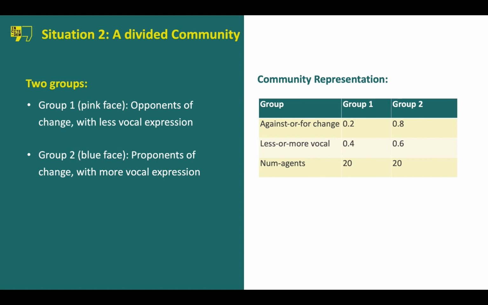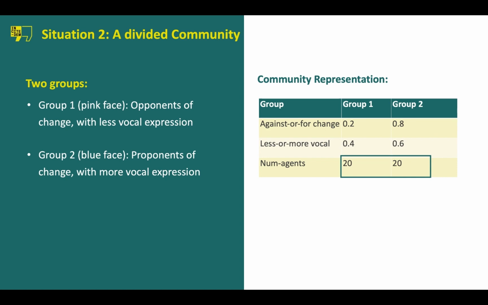Group 1 represents opponents of change with a less vocal expression, denoted by a value of 0.2 on the against or for change slider, and 0.4 on the less or more vocal slider. Conversely, Group 2 embodies proponents of change with a more vocal expression, marked by a value of 0.8 on the against or for change slider, and 0.6 on the less or more vocal slider. Moreover, each group comprises 20 individuals, as specified by the number agents.